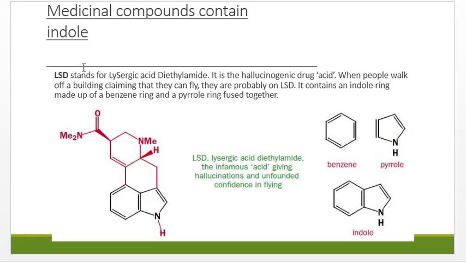What is LSD? LSD is lysergic acid diethylamide. It is a hallucinogenic drug; when people walk over a building claiming that they can fly, they are probably on lysergic acid, LSD. It contains an indole ring made up of a benzene ring and a pyrrole ring fused together. This benzene ring and pyrrole ring together give us indole.